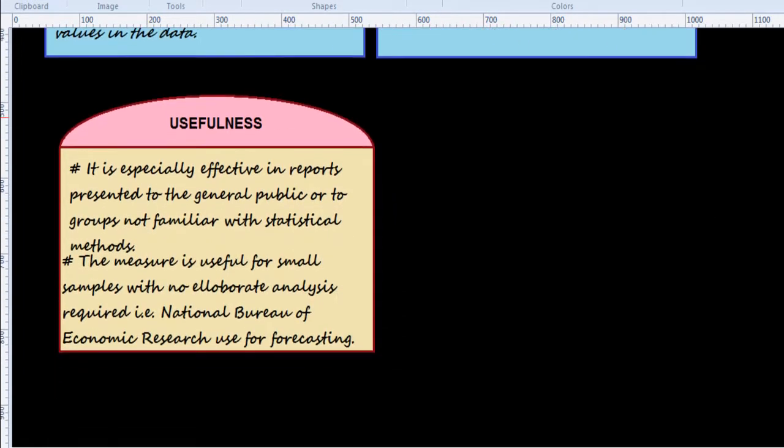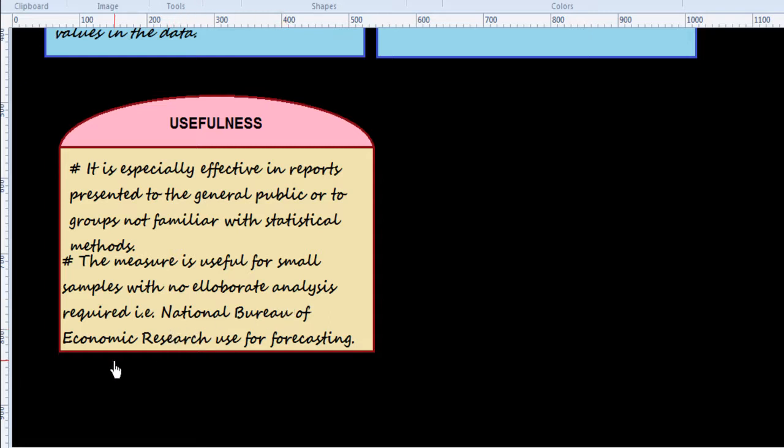Now the last thing, the usefulness of this. It is especially effective in reports presented to the general public or to groups not familiar with statistical methods. So we could use this method for the public who are not familiar with statistical methods. The measure is useful for small samples, not for very large samples. No elaborate analysis is required, we just have to give the deviation.